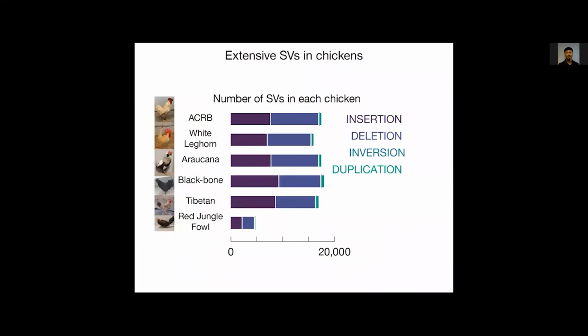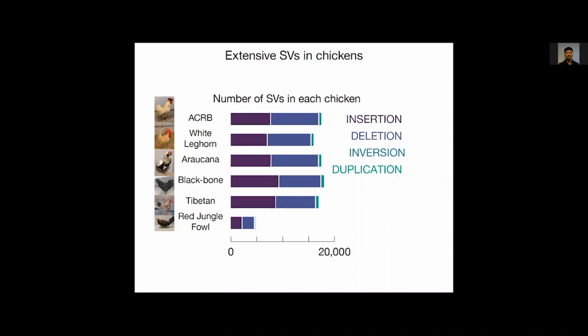We use very stringent cutoffs when we define the variations. As you can see, each chicken has around 1,700 structural variations when compared to the wild chicken reference genome. And not surprisingly, because the reference genome is from wild chicken, the red jungle fowl has only around 5,000 structural variations. So it's lower than other domestic chicken, but that also indicates that the population still has genetic diversity within it.